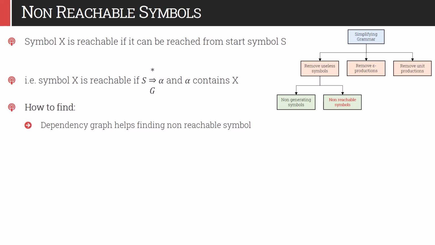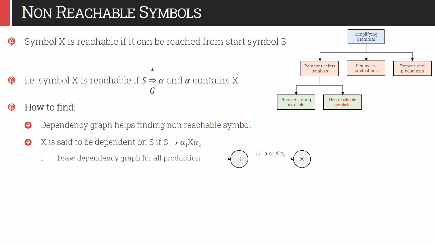For that we need to draw a dependency graph, and the dependency graph will tell us which symbols are reachable and which are not. X is said to be dependent on S if S derives alpha 1, capital X, alpha 2. So we can say that somehow we are able to reach capital X from capital S. So here capital X depends on S. If S is not there, we cannot reach capital X. So X depends on S.